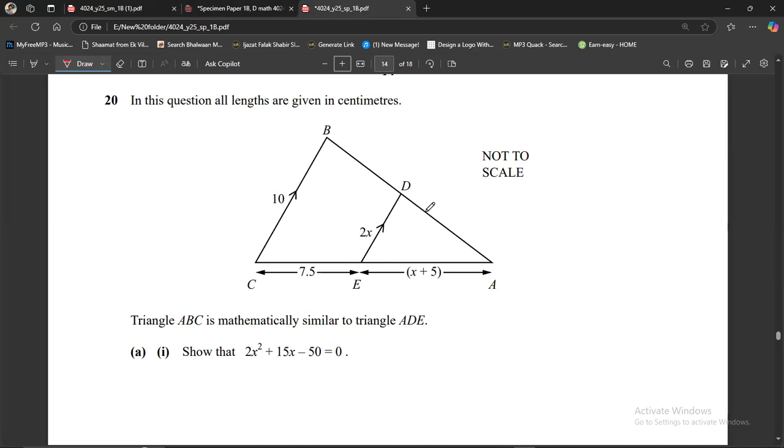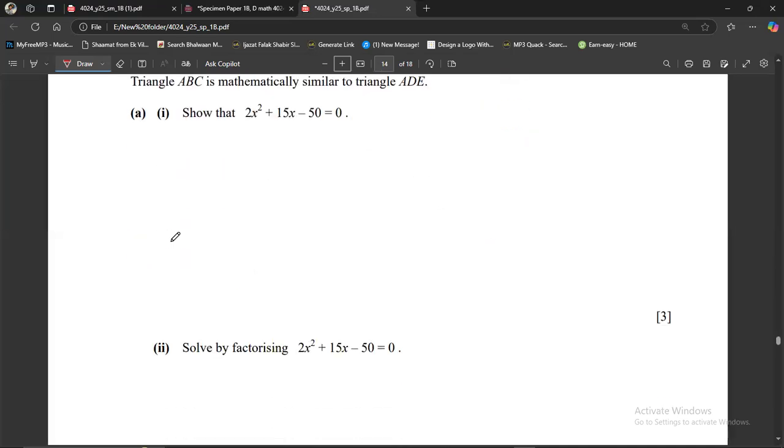This smaller triangle ADE is similar to the triangle ABC, and the ratio of this side to the big side, the ratio of this side to this whole side remains the same because they are similar. Very, very famous case of similarity. Triangle ABC is mathematically similar to triangle ADE. Show that. So this is a 3 marks question.